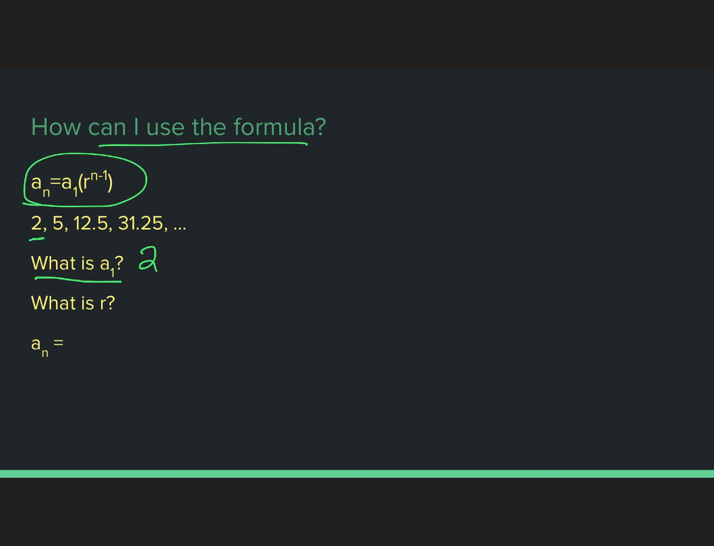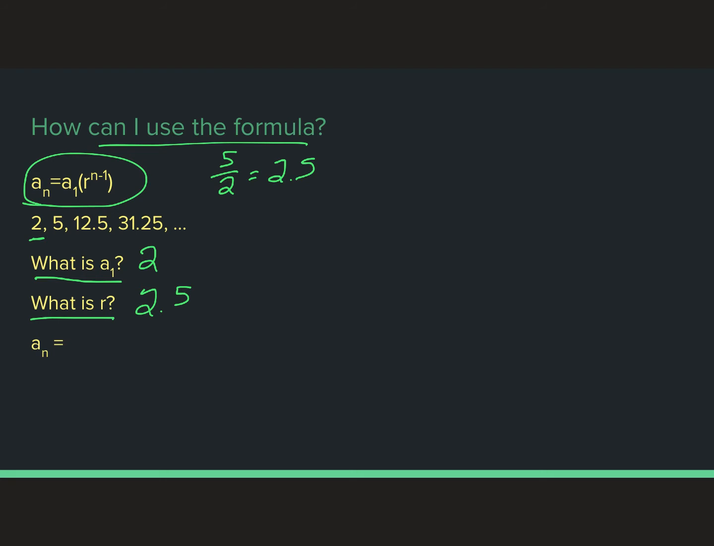The next question asks, what is r? To find r, we do the second number divided by the first. So 5 divided by 2, which is 2.5. You put that in your calculator. You could also do 12.5 divided by 5. You get the same answer. So r is 2.5. a sub 1 and r are the only two variables we're going to actually change out.